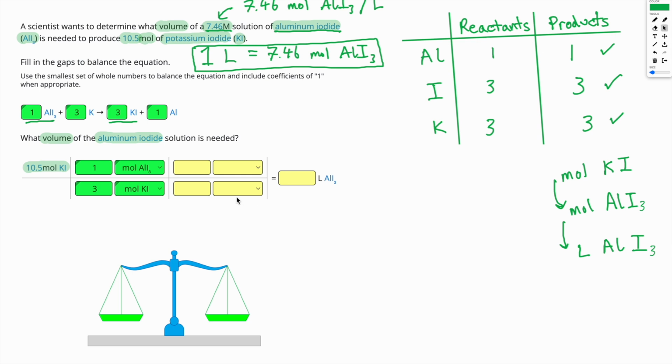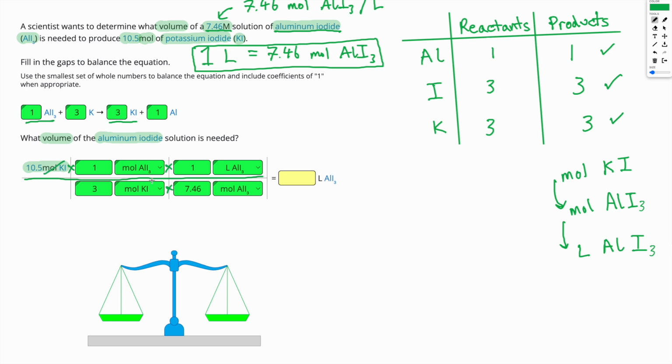So let's go ahead and use that now in our table. So we've got moles of aluminium iodide on the bottom because that wants to cancel out. We want to end up with liters of aluminium iodide on the top. And we know that for every 1 liter of aluminium iodide, we have 7.46 moles of aluminium iodide. So that's how we're going to use our molarity as a conversion factor in our dimensional analysis table. Okay, great. Now that's filled out, we can go ahead and multiply everything on the top, multiply everything on the bottom, divide the top by the bottom. And we're going to cancel units that are the same on the top and the bottom.